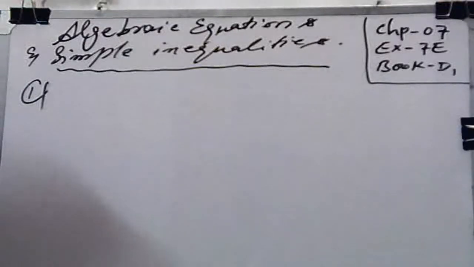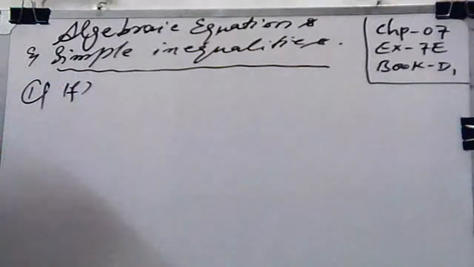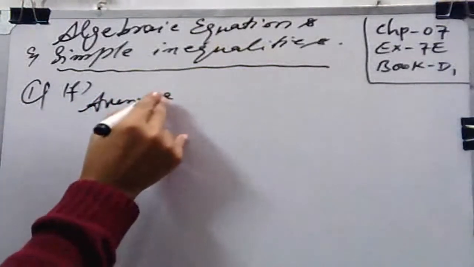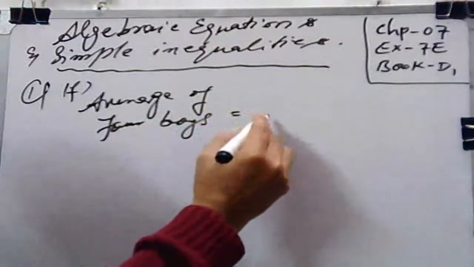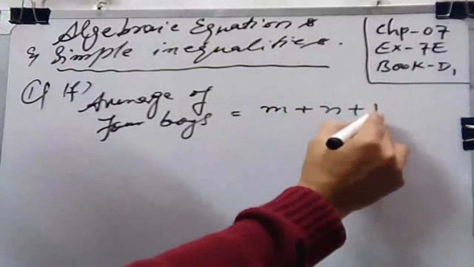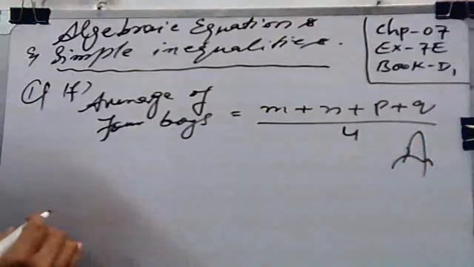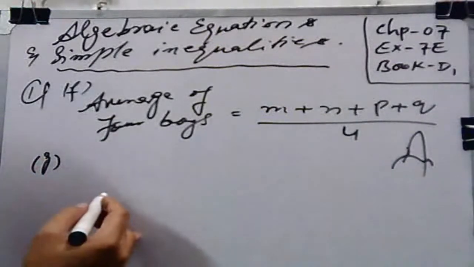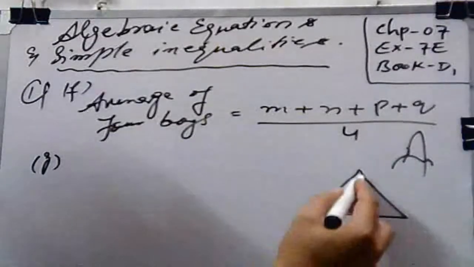Now coming to the next part, that is your F part. In F part, the average age A of four boys whose ages are M, N, P and Q years. So the average of four boys will be equal to M plus N plus P plus Q divided by 4. So that is your formula, because in this exercise we have to make simple formulas.